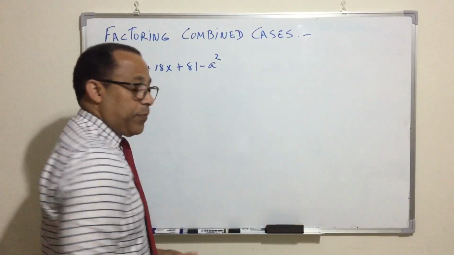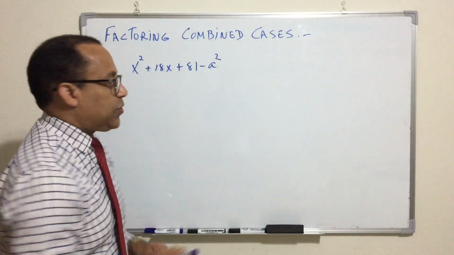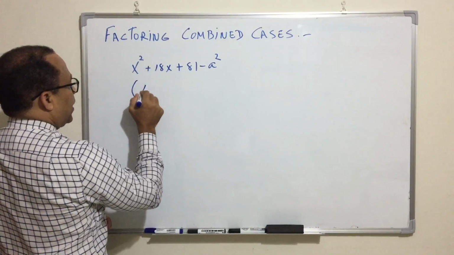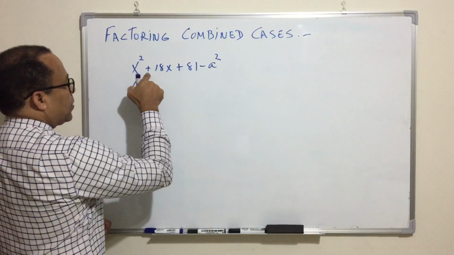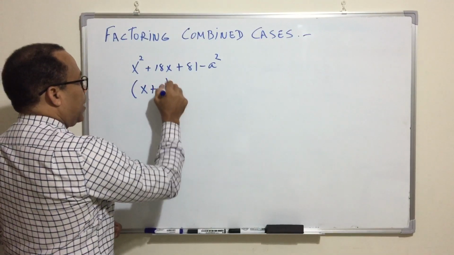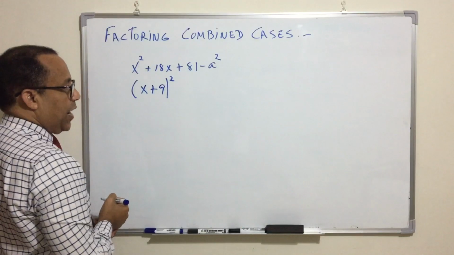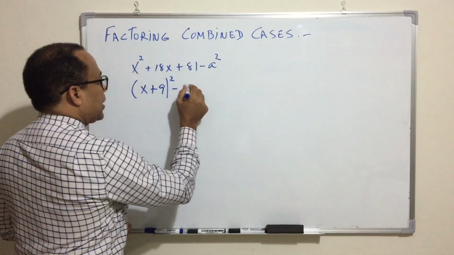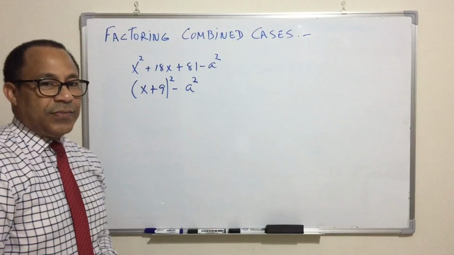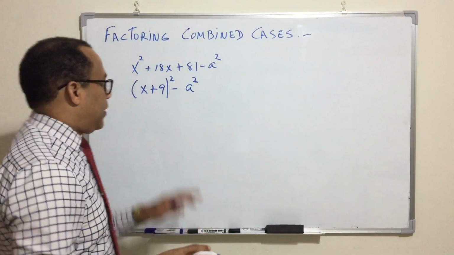Once we know it's a perfect square, we also know how to factor it. Let's factor it. This is the square root of the first term, x. Sign of the second term, positive. Square root of the third term, 9. To the second power. And now, just bring down the negative a to the second power. So far, so good. Here we are.